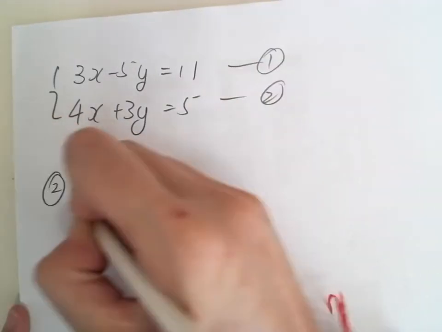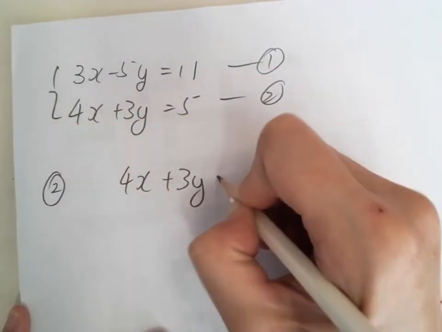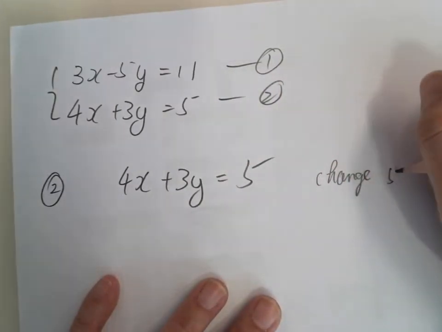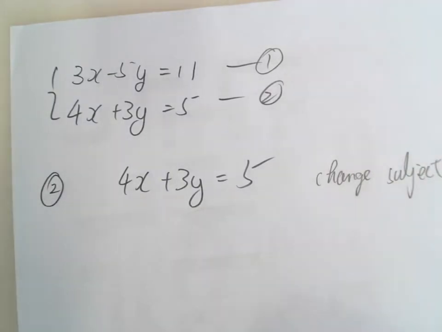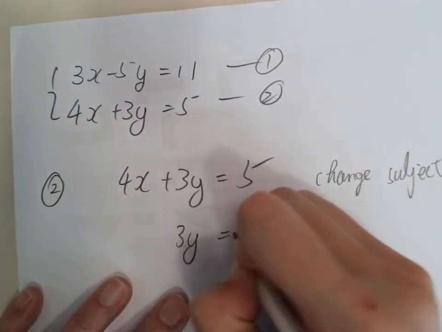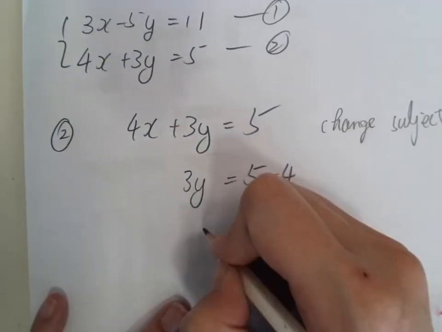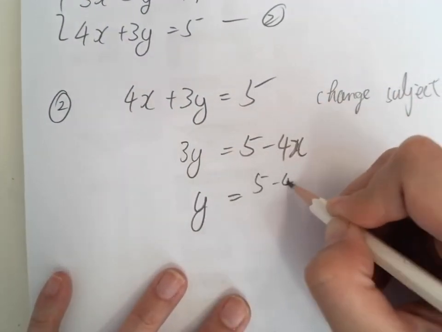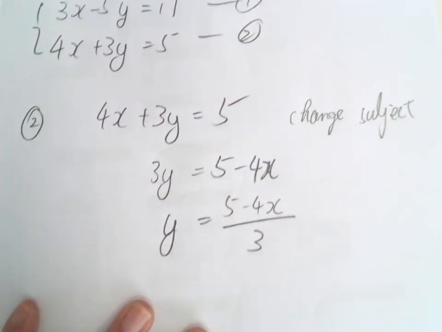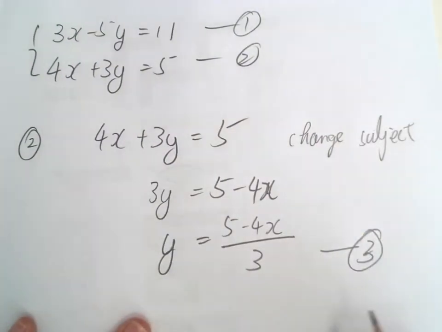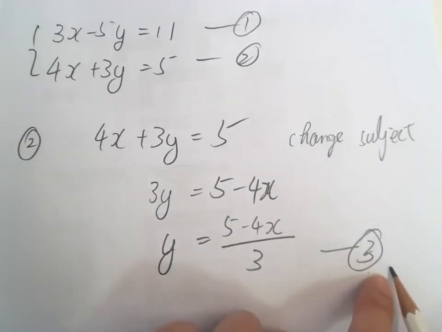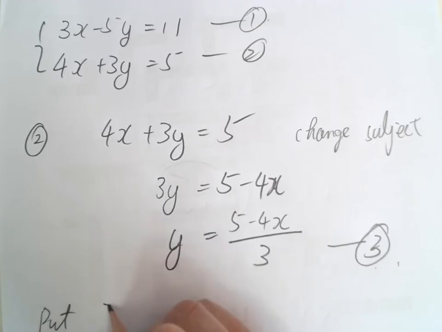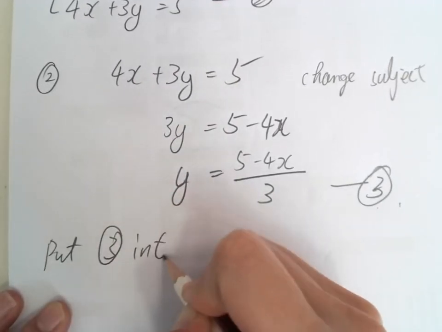So we're going to do something about it. Let's see, we have equation 2, 4x plus 3y equals 5. Now I'm going to change the subject to make it y equals something. So 3y will be equal to 5 minus 4x, and y will be equal to 5 minus 4x divided by 3. Now, because this 3 comes from the 2, I need to substitute it into something else, which is the 1. So put 3 into 1.